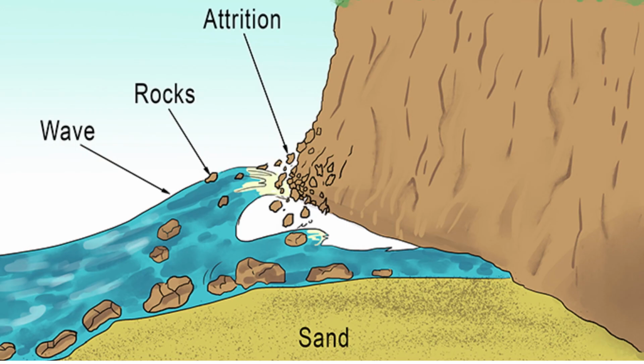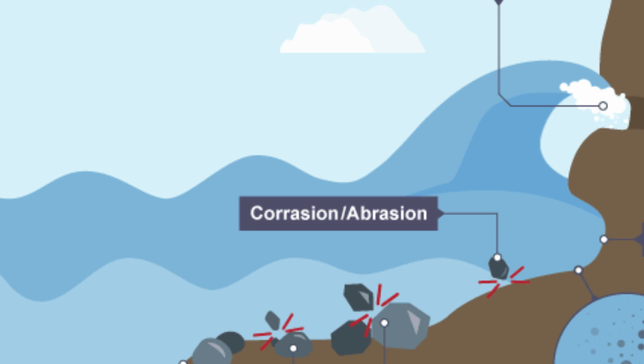Attrition, another key concept, involves the collision of rock fragments carried by the waves. These collisions lead to the breakdown of rocks into smaller and smoother pebbles. Corrosion, a process central to our story, refers to the particles carried by the waves that crash against the cliffs, eroding the cliffs.